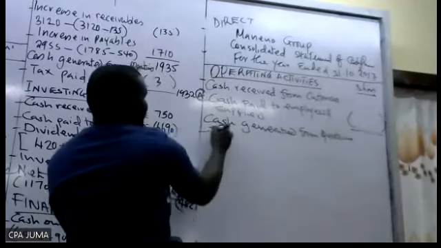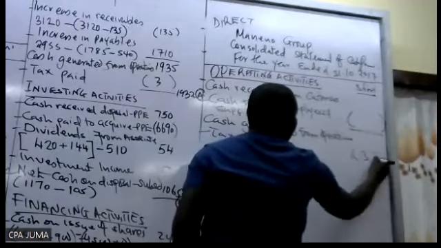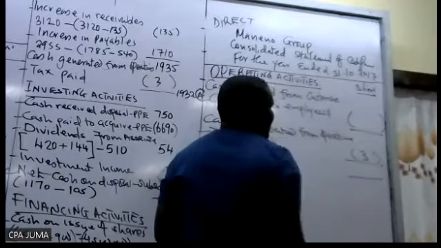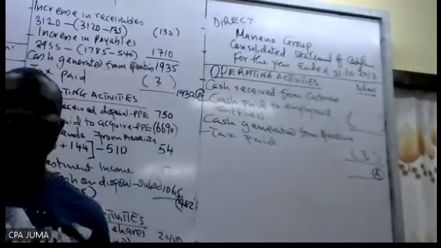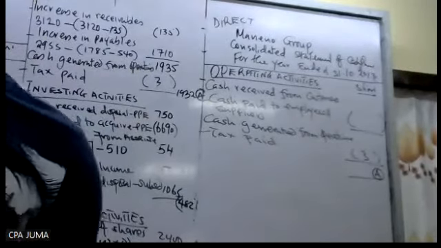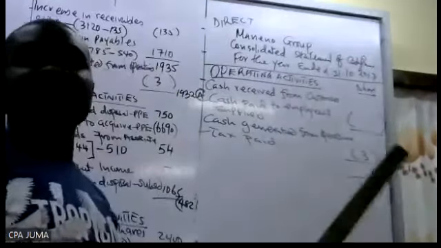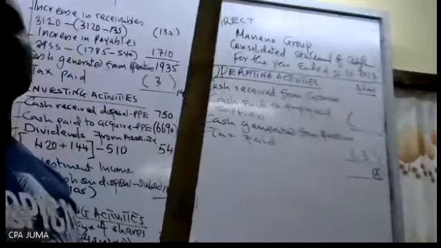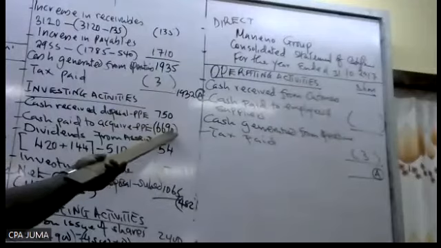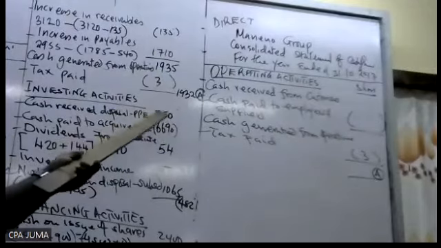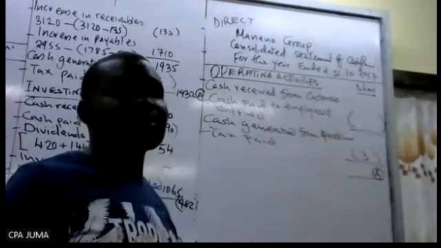Then tax paid. Tax paid is the same, whichever method you choose, it was 3. Whatever you get here, you call it A. Like this question, they never specify the format to use. A student could select whichever method. You see like this other one, the A was 1932. Whoever uses this method should also get 1932 there. Yes, they should be the same.